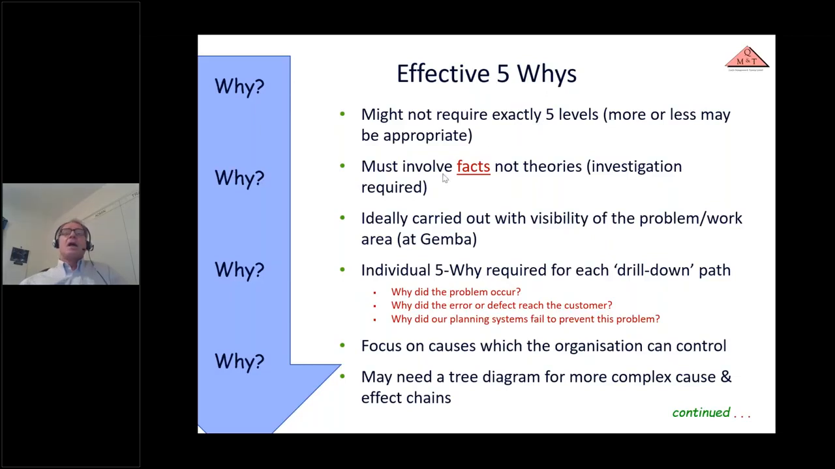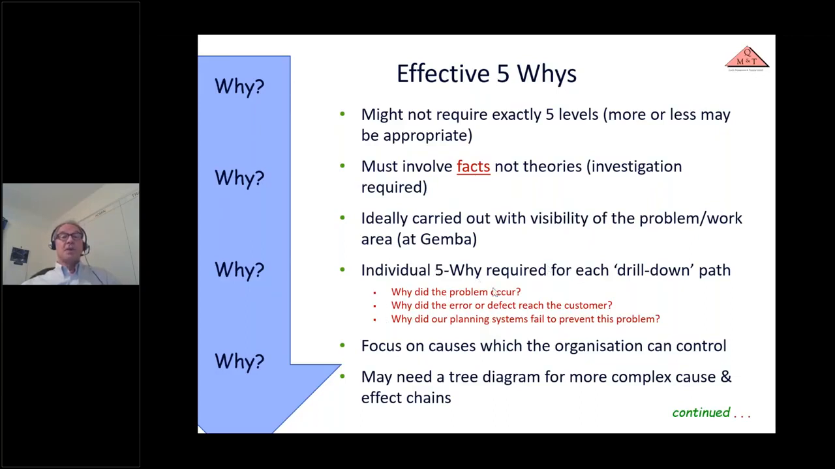It must involve facts, not theories. This conveys that investigation is required. Ideally, it will be carried out with visibility of the problem or the work area at Gemba. And you probably recall from the earlier slide that there are in fact 3 different drill down paths. Each of these require an individual 5 why.